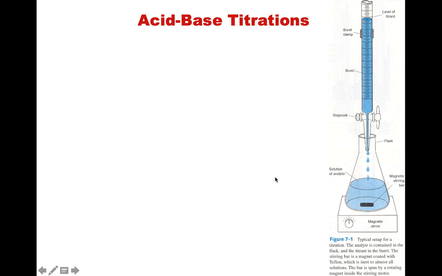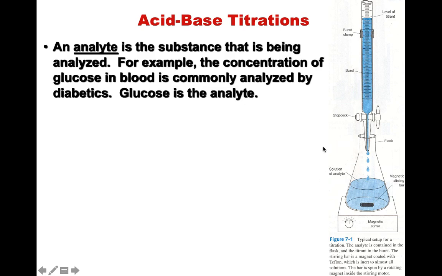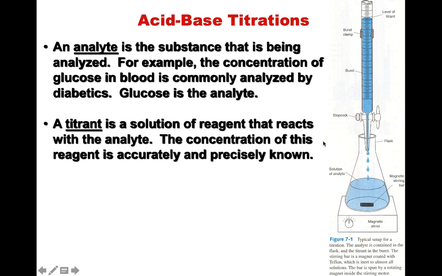So let's take a look here. The analyte is the thing that you don't know the concentration of. That's the analyte that we have here in the Erlenmeyer flask, and we want to find the concentration of that. What we use is the titrant, and the titrant is the opposite thing. So like the base, we would know the concentration of. We would want to find the concentration of the analyte, maybe the acid.